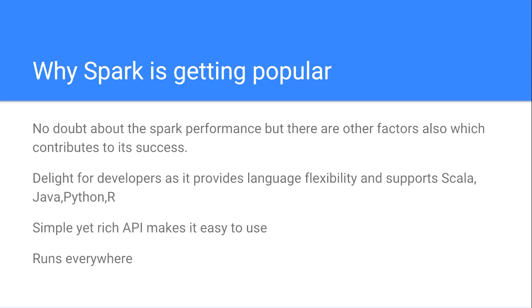Apart from the performance, what are the other factors contributing to Spark getting popular? The first thing is that it supports all the major languages like Scala, Java, Python and R. So it is a delight for developers or programmers with different programming backgrounds. Also it gives you power because its API is very rich and it supports all the major functions required to do computation. And the third thing is that it runs everywhere.